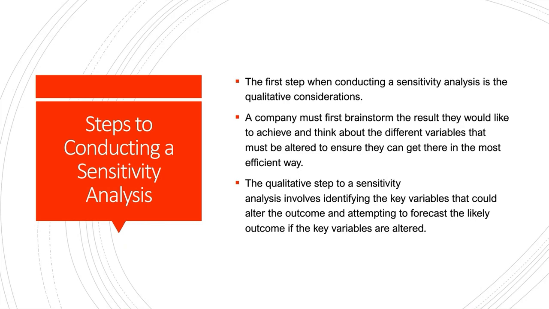The qualitative step to a sensitivity analysis involves identifying the key variables that can alter the outcome and attempting to forecast the likely outcome if the key variables are altered. This means that the qualitative step is where you start to list out all the considerations and variables that will lead to the desired outcomes.